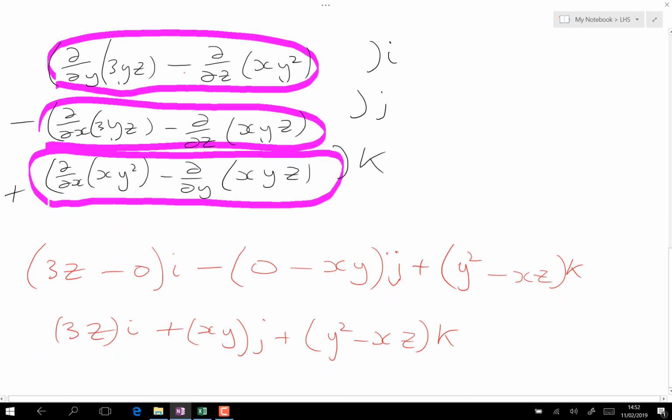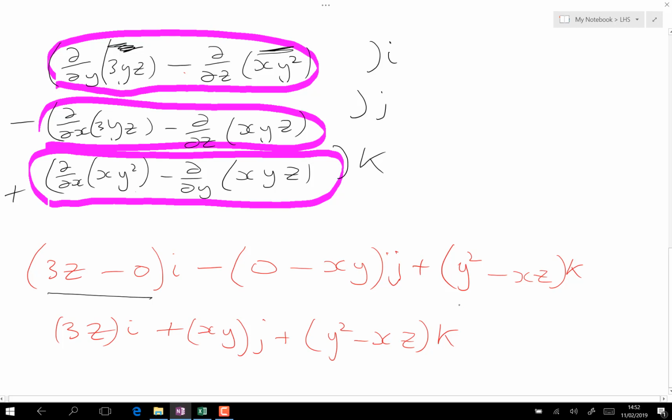So now of course we have to just do the partial differentiation. So if we come back to here, we have to differentiate this with respect to y partially, and this with respect to z, and we see we'd get 3z minus 0, and then we move on to do the coefficients of j, and finally the coefficient of k.